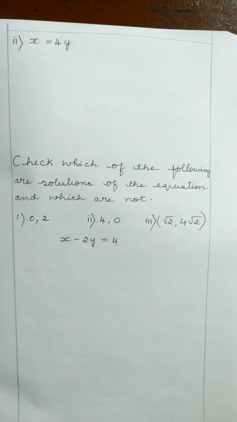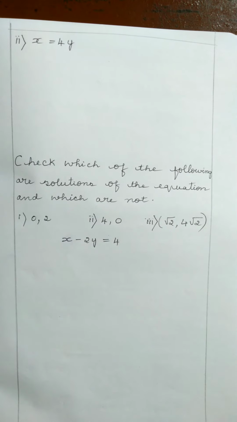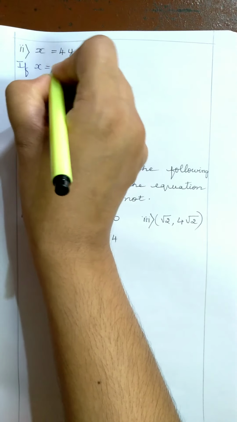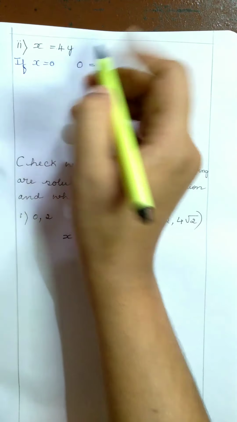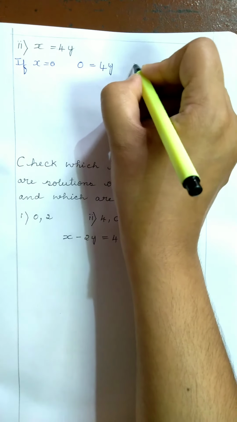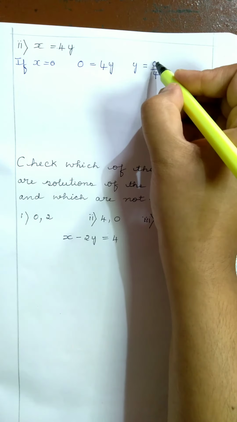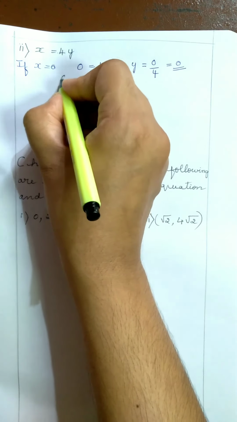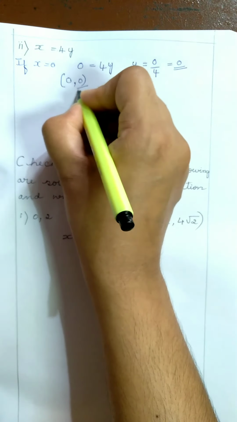Now we have the second equation, that is x = 4y. So first let us substitute the values for x. Let us take x equal to 0. Now substitute: 0 = 4y. Now we want the value of y. Therefore, y will be equal to 0 by 4. Any number 0 by 4 will be equal to 0. Therefore, the solution (x, y), that is (0, 0), is the first solution.